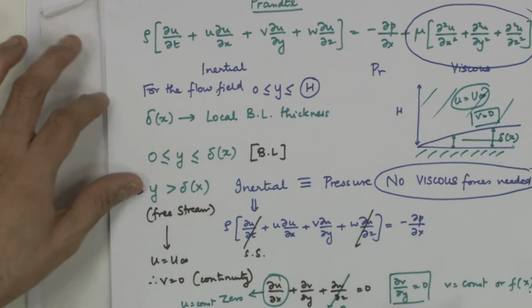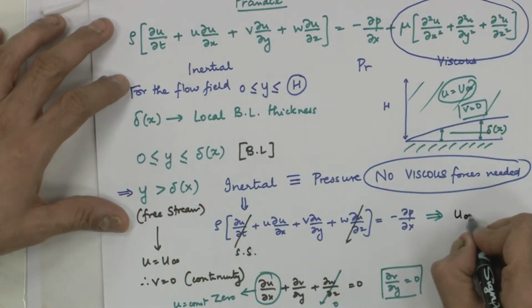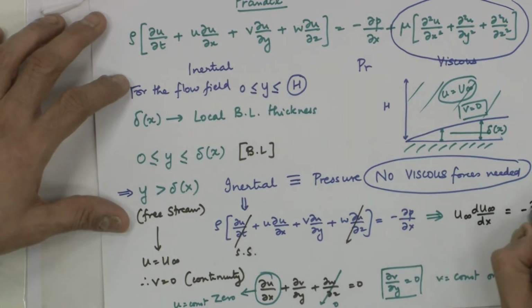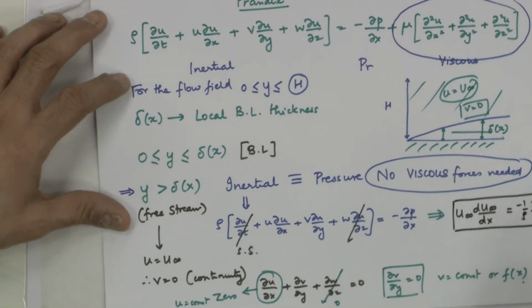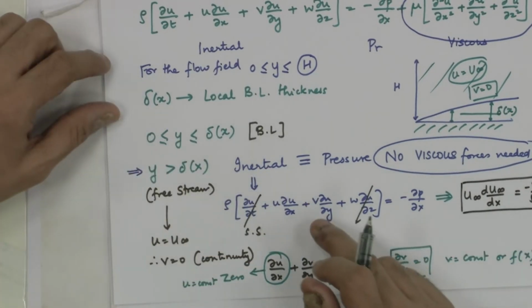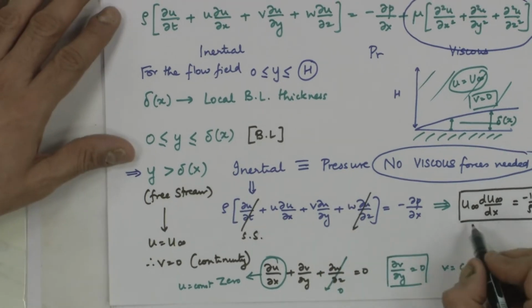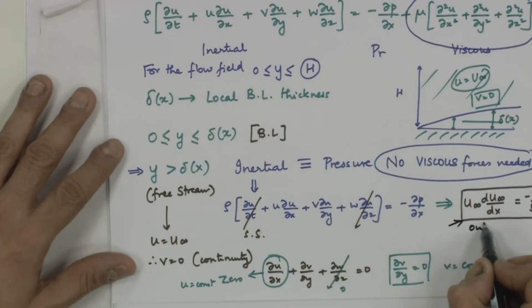How nicely our Navier-Stokes has split. Navier-Stokes now will just be u infinity du infinity by dx is equal to minus 1 by rho dp by dx. This is if u infinity is constant. You can also say u infinity is constant, not a function of y, so this goes to 0. The point being, a complicated second order partial differential equation has now become so simple outside the boundary layer.